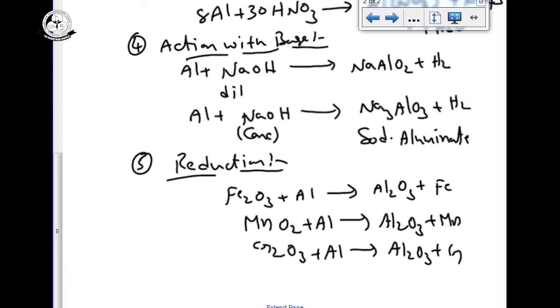So these are the properties we have to discuss: use as a reducing agent, reaction with water, reaction with acids, reaction with bases, and reaction with air.